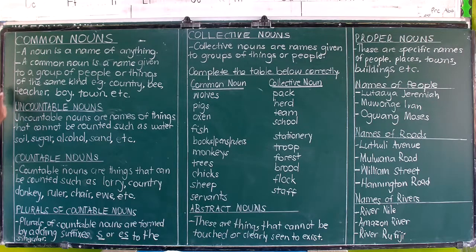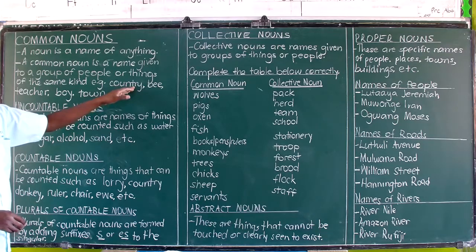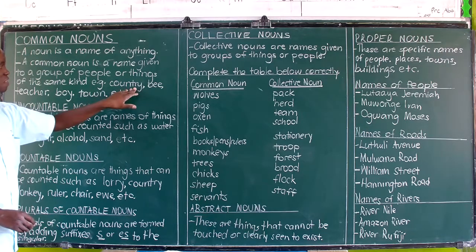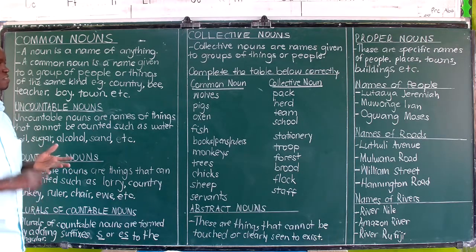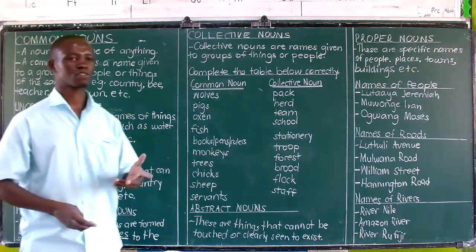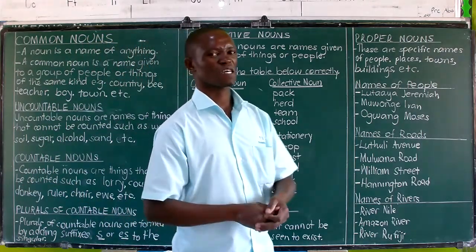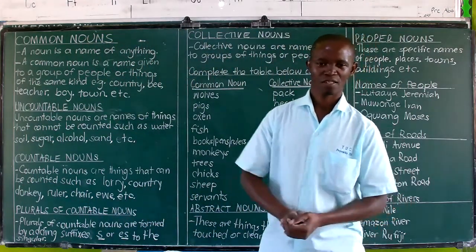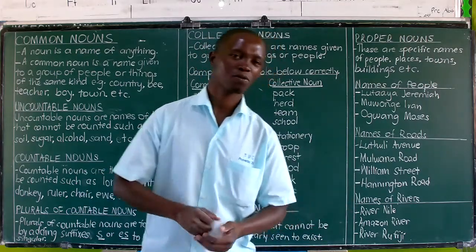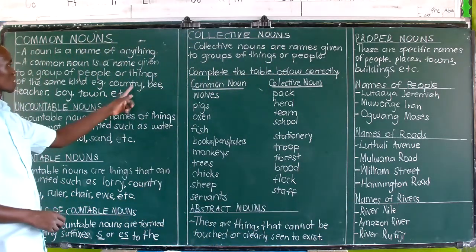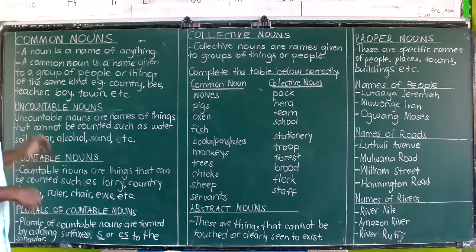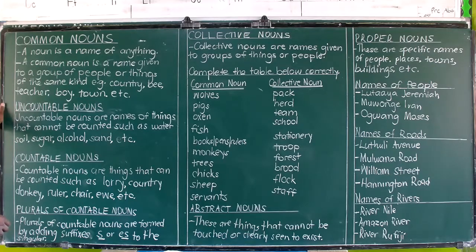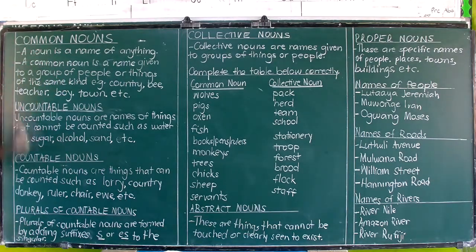For example, we talk about a country. When you talk about the word country, you remember there's a country called Uganda. There's a country called Tanzania. There's a country called Rwanda. There's a country called Cameroon, Nigeria, Niger, Botswana, South Africa, Morocco. All those are countries. So the word country is the general word for all those different words I've mentioned. So we use country as a common noun, a name for a group of people or things.